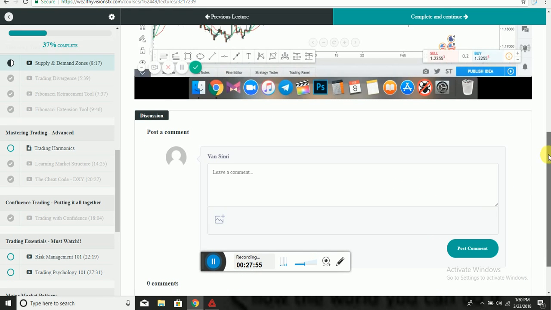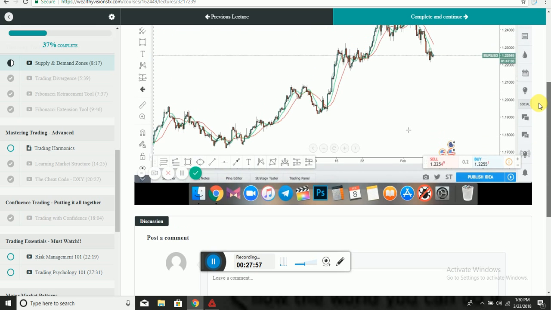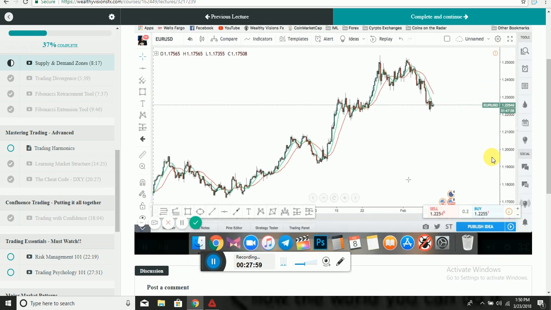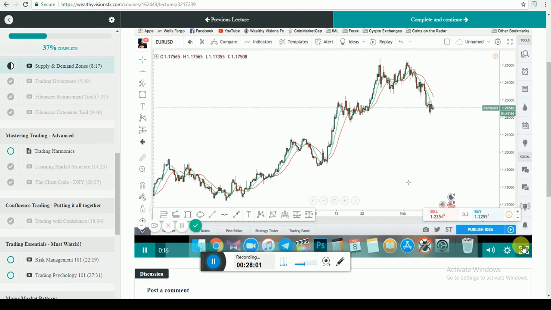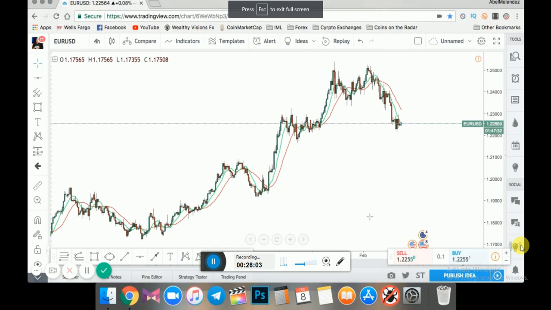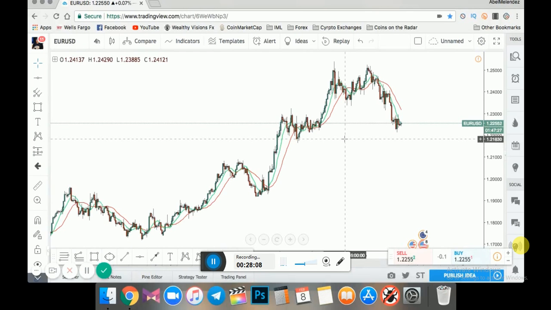I personally would rather use these zones rather than support and resistance lines, because even though I tell you guys to treat those support and resistance lines as zones, it is very hard to do, especially with a live chart, because most people just don't have the patience to just wait, right? So I always recommend to do these supply and demand zones, right? And I like to call them flip zones, and I'll explain to you why I like to call them flip zones in a second, okay?